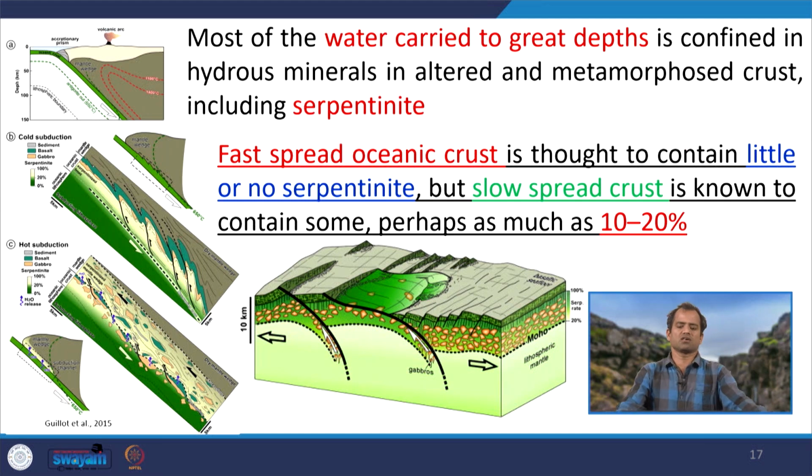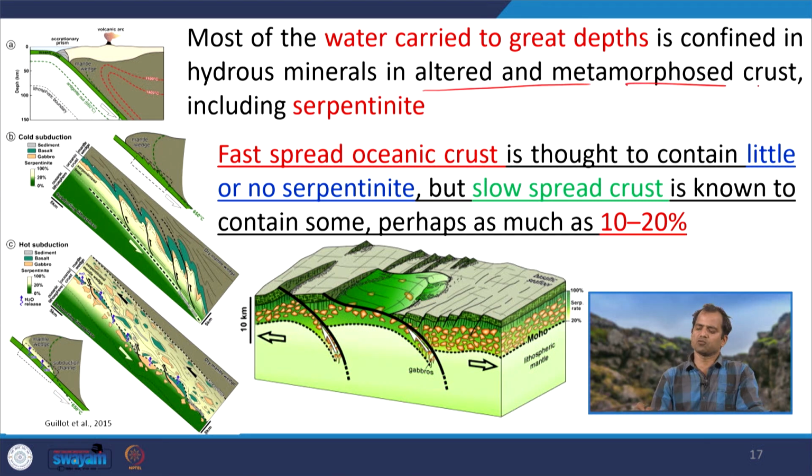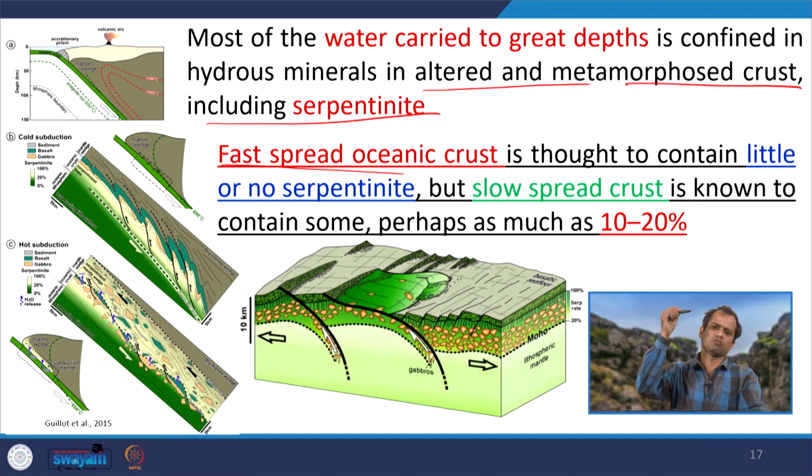And most of this water carried to this great depth is confined by hydrous minerals, and it is altered and metamorphosed crust including serpentinite. So, now you see we have a surrounding asthenosphere which is going down, and it is surrounded by this subducting slab. So, that means now the water is released, and that water is metamorphosing this mantle system. That means it is altering the mantle system, it is the serpentinite. So, now we are putting serpentinite deeper into the mantle system.